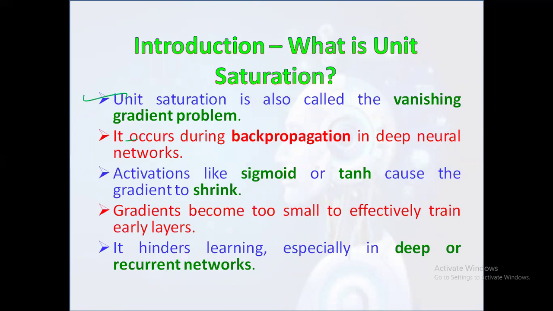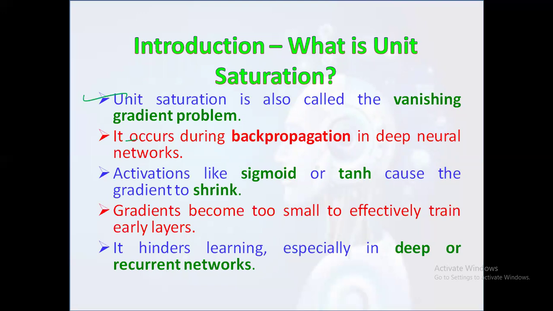That means unit saturation refers to the condition where certain neurons in the neural network become saturated due to the use of specific activation functions like sigmoid or tanh. This condition results in the derivatives of the activation functions becoming extremely small, which causes the gradients used in learning to vanish during backpropagation. This is why the phenomenon is more commonly referred to as the vanishing gradient problem.